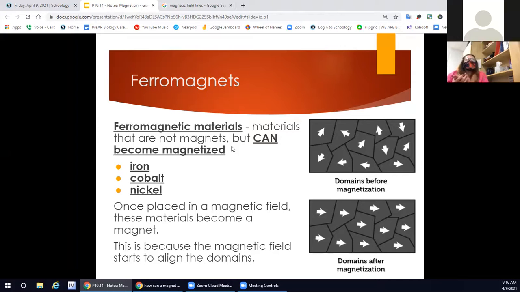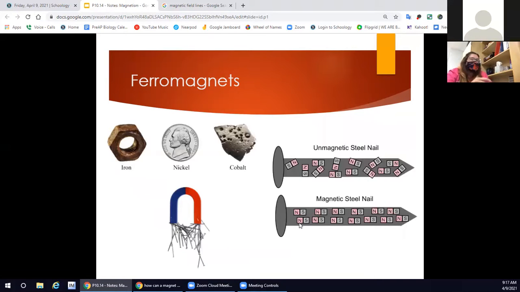Okay, well, that's fine. And that video with Bill Nye does show you that not everything can be a magnet. The only objects that are attracted to magnets are these three types of materials right here, iron, cobalt, and nickel. And that's because these are the only ones with domains that can actually become aligned and can actually become magnets. So again, iron, nickel, and cobalt.